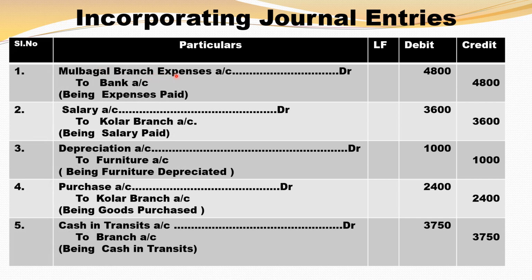So first is Mulbagal branch account debit to bank because it is an expense of Mulbagal branch. Salary account debit to Kolar branch account because salary is an expense, debit all expenses and losses. Kolar branch is a giver, credit the giver. Depreciation account debit to furniture. So depreciation is an expense, debit all expenses and losses. It's on furniture. Purchases account debit to Kolar branch. So purchase, debit what comes in, you are purchasing the goods. So purchase account debit to Kolar branch account because Kolar branch is a giver. Cash in transit account debit to branch account.